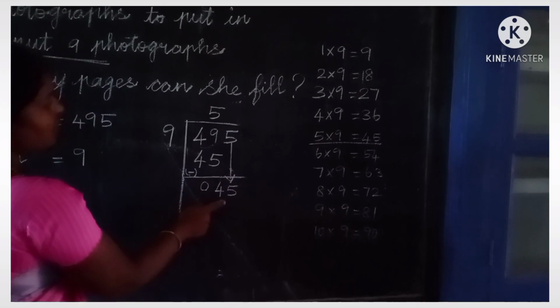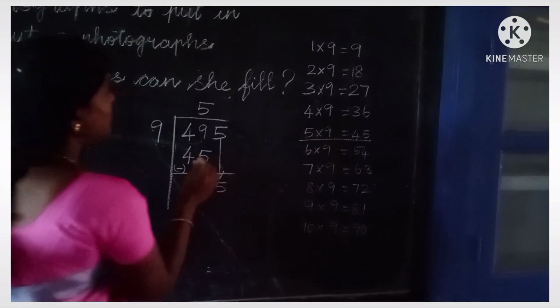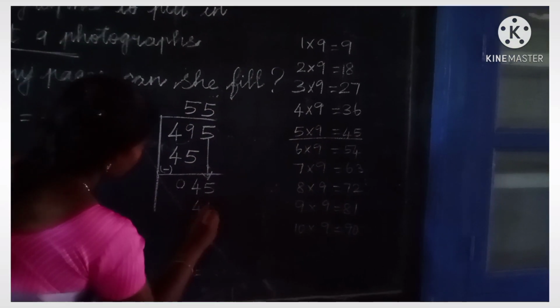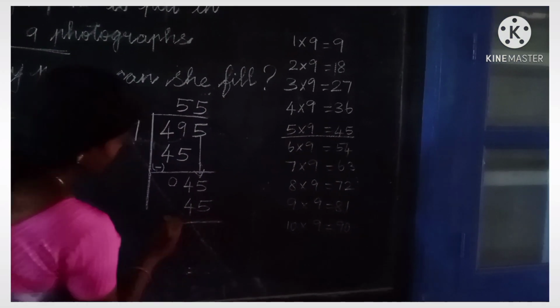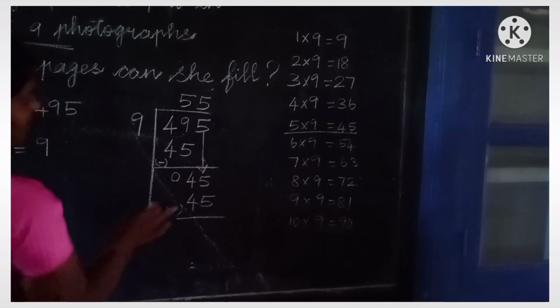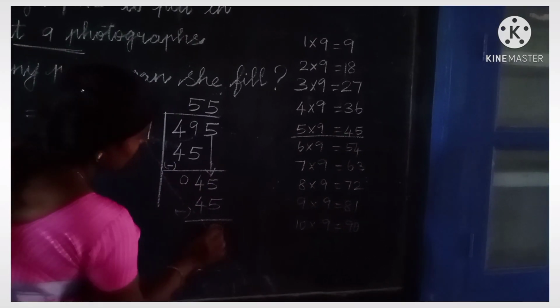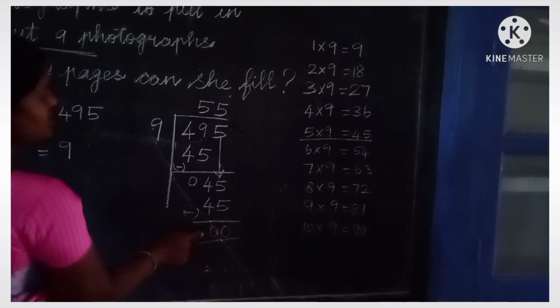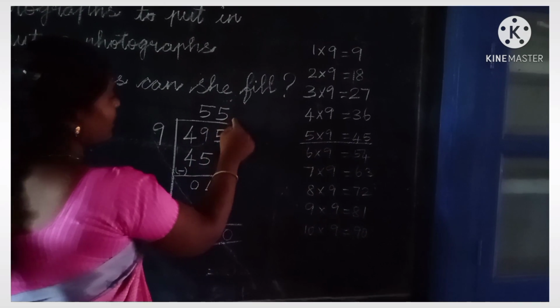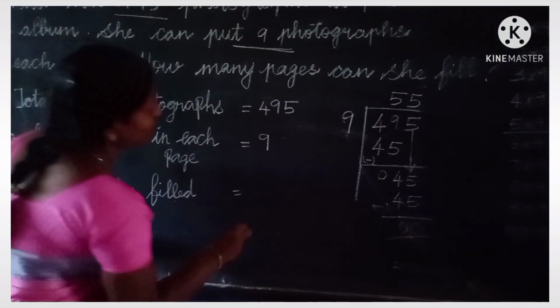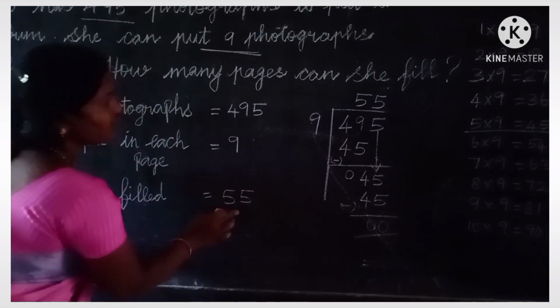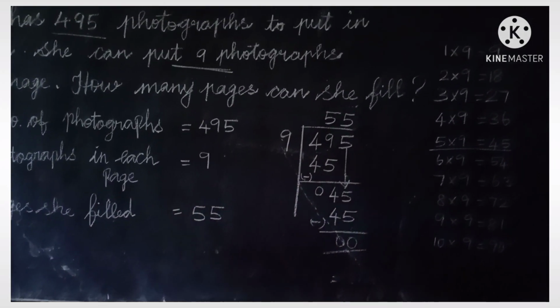How many 9s are 45? 5 9s are 45. So here put 5. Here put the subtraction symbol. 5 minus 5, 0. 4 minus 4, 0. So, remainder 0, quotient 55. So, the number of pages she filled? 55 pages. So, the answer is 55. Okay children, thank you.